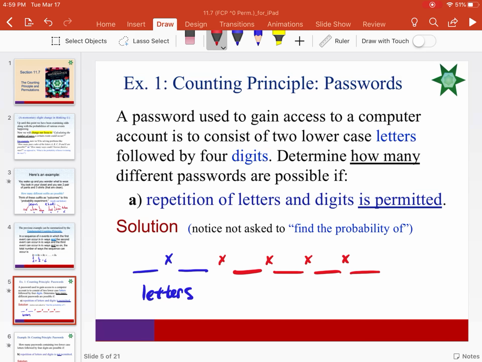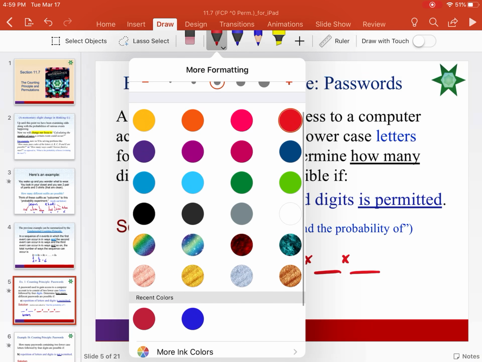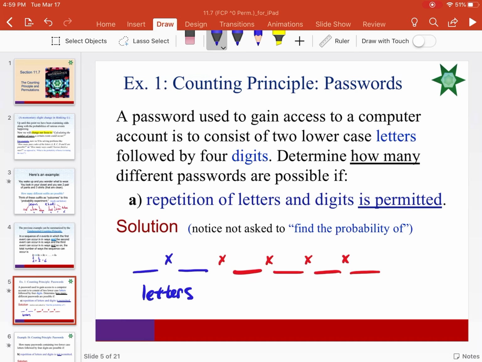And in this case, notice it says for part A, repetition of letters and digits is permitted. Okay? So, if repetition is permitted, how many choices do I have for the first letter? Well, there are 26, so I have 26 choices for my first letter. All right. And what about the next letter? Well, since repetition is permitted, I have 26 choices again. So there are 26 times 26 possible letters.